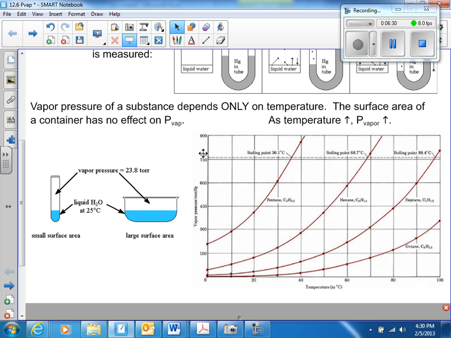So let's look here. 760, 1 atmosphere. That's where we live. We call that the normal boiling point. So the normal boiling point for pentane is at the temperature where this line intersects 760 millimeters mercury. So right here, 36 degrees Celsius. Hexane boils at a much higher temperature because it has stronger dispersion forces. Heptane, even stronger dispersion forces, boils at an even higher temperature, 98-ish degrees Celsius.